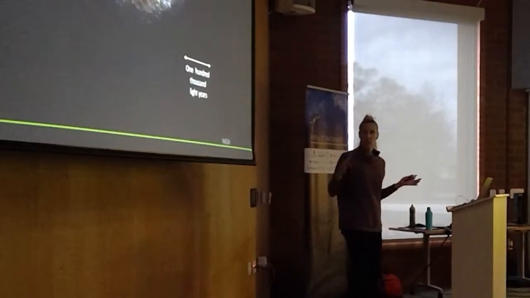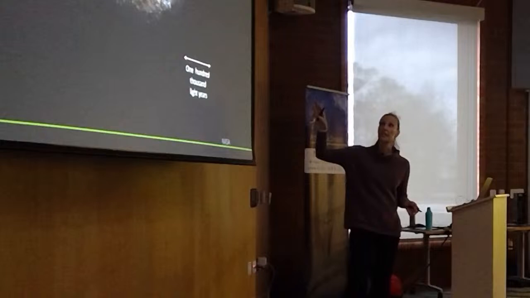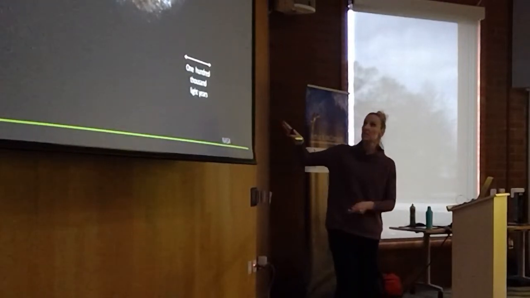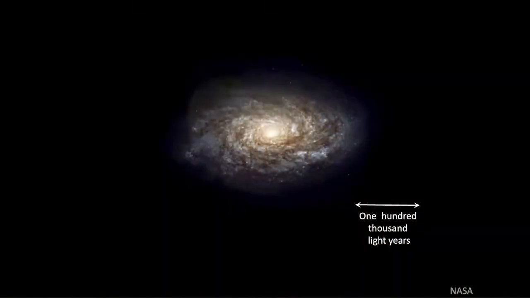So let's go back to this picture from the Hubble Space Telescope of a nearby galaxy. To give you a sense of scale, this white arrow here is about 100,000 light years across. So we're on a scale vastly, vastly larger than the Earth or the solar system. A galaxy like the Milky Way has about 100 billion stars in it. And I'll come back to that right at the end.